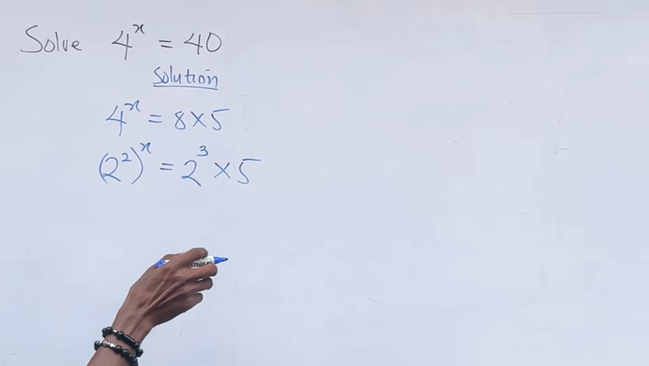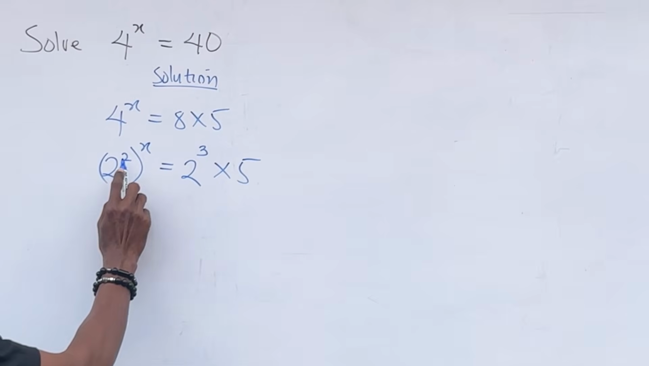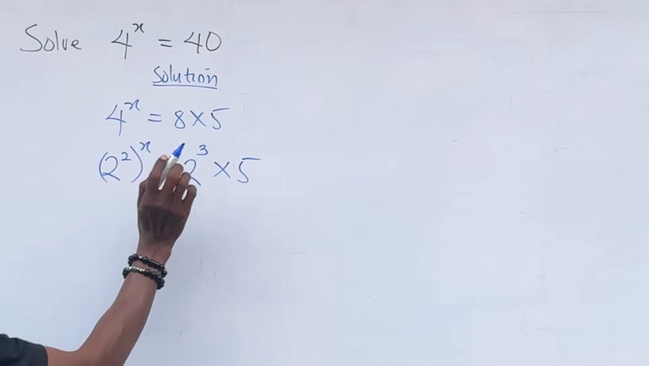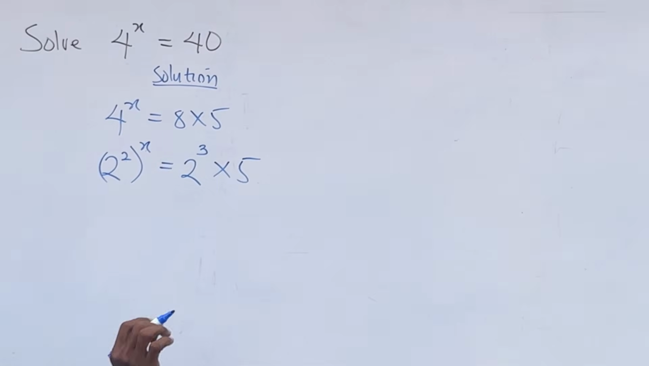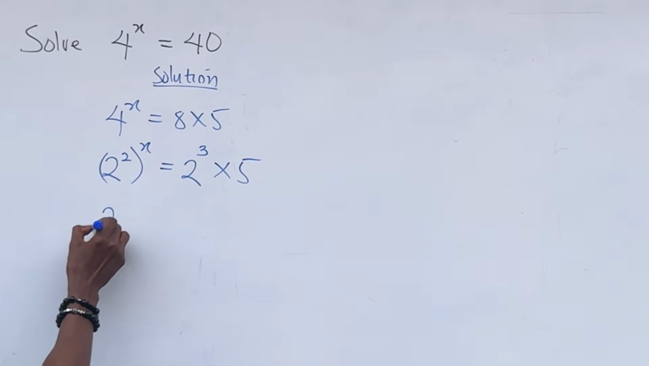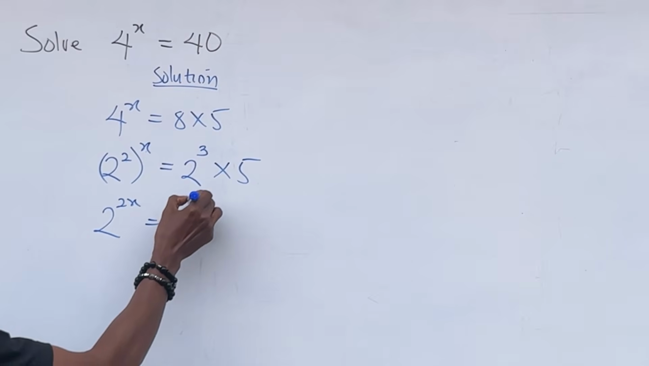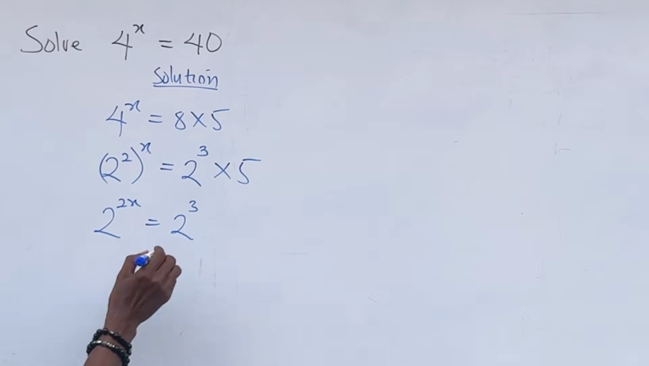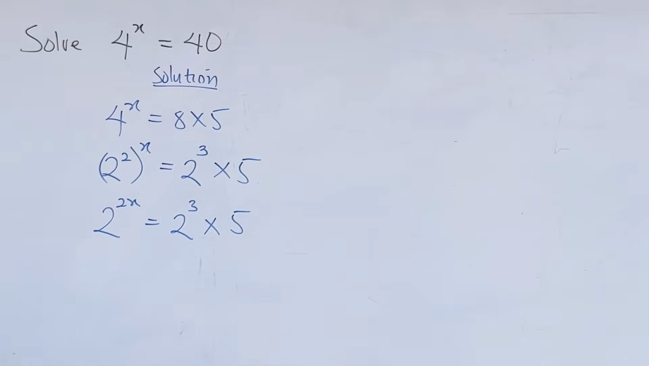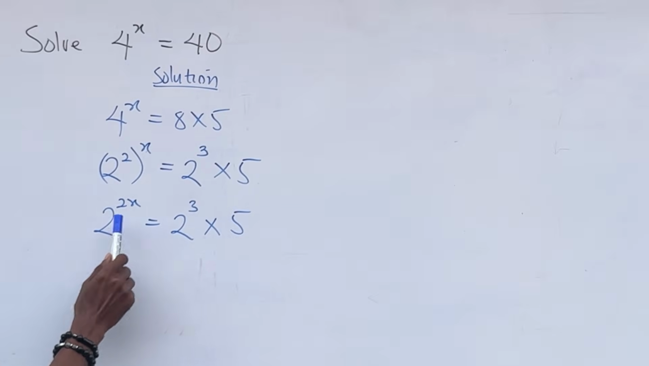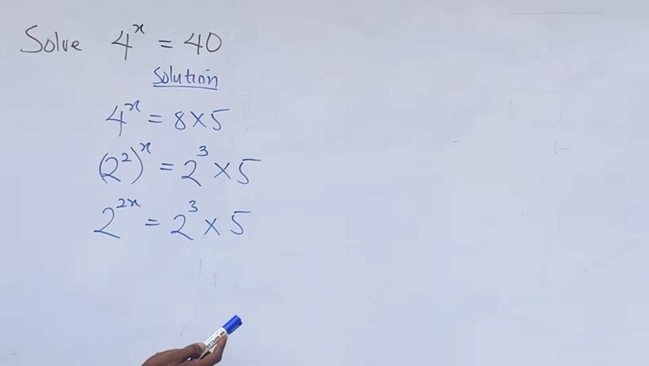Remember our law of indices that says if you have powers like this, you can multiply the two powers. So let's apply that here. This 2 multiplied by x is going to give us 2x. So now we'll have 2 raised to the power 2x equal to 2 raised to the power 3, multiplied by 5. Now if we didn't have 5, we would equate the powers. But we have this 5, so we can't do that.